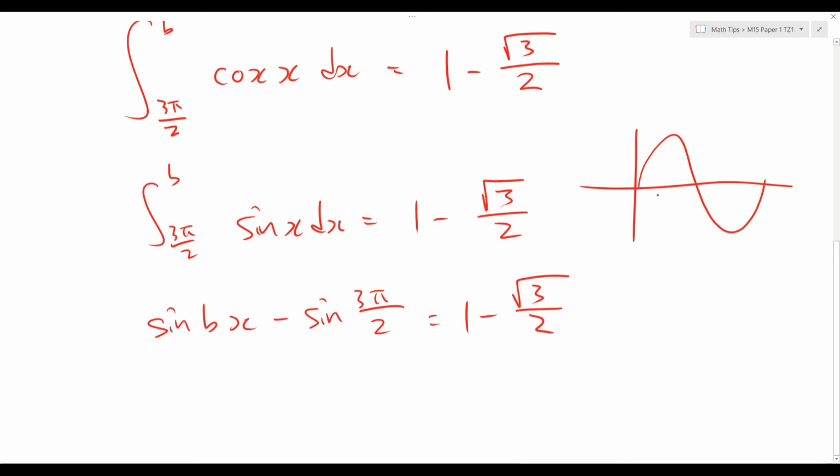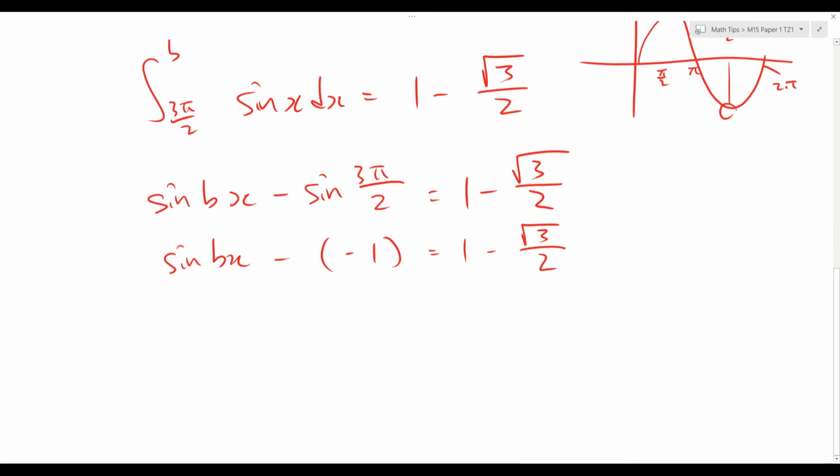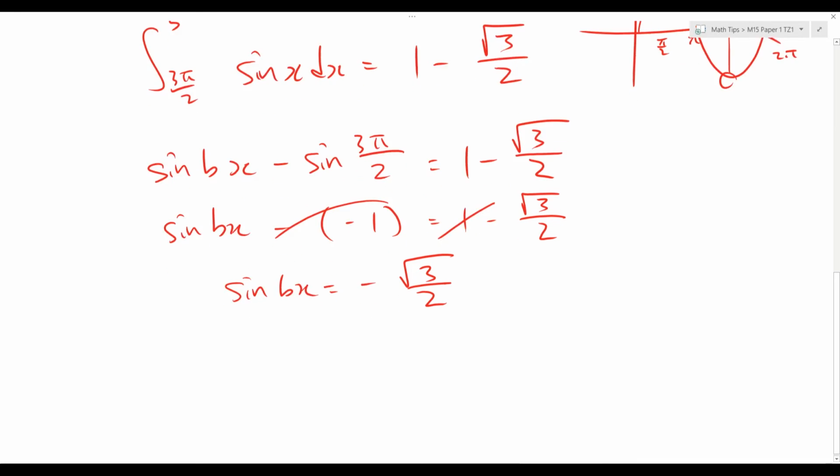So what exactly is sin 3π/2? Well, we're going to draw the sine graph. We learned that this is π/2, this is π, this is 3π/2, and this is 2π. So sin 3π/2 is simply -1. So what we're going to get is sin b - (-1) equals 1 - √3/2. So moving on and simplifying that, these should all cancel out. So we're going to get sin b equals -√3/2.